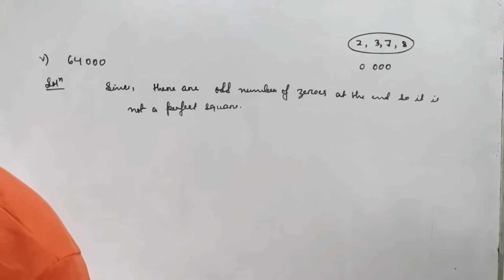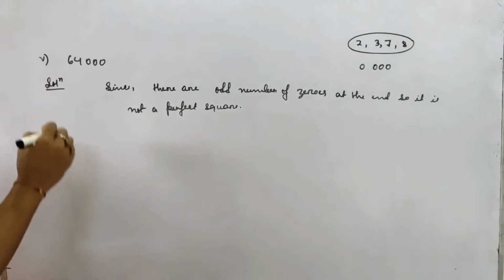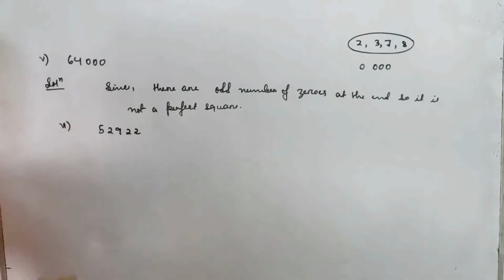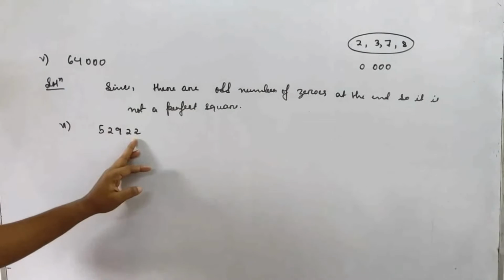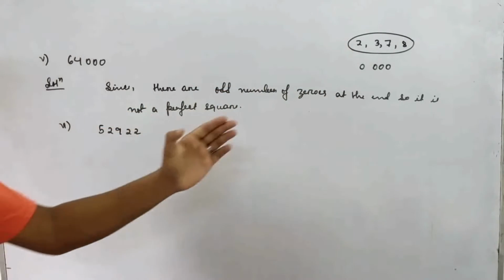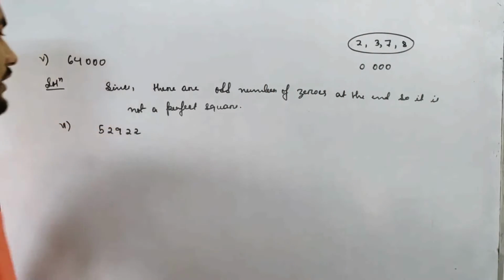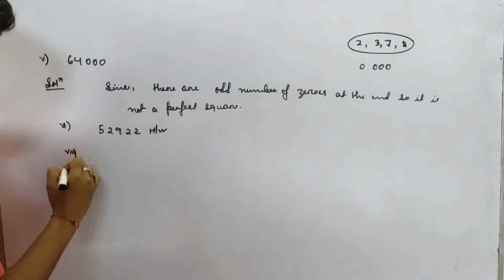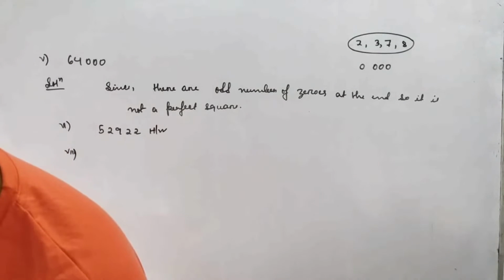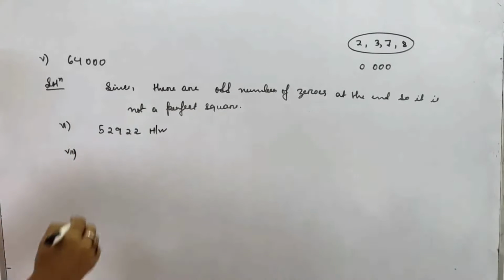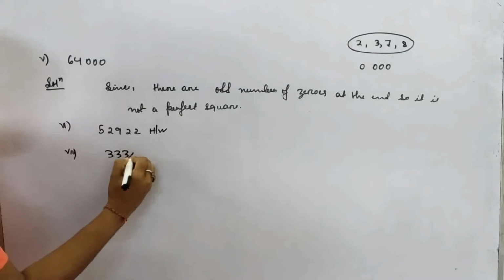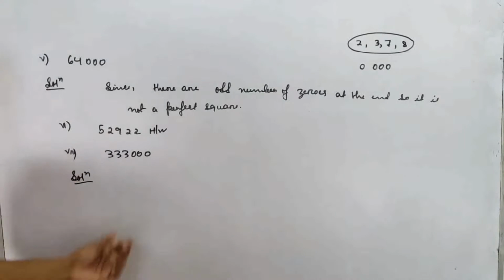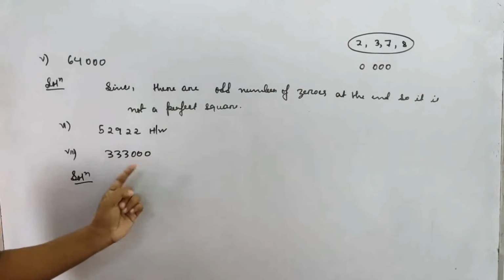Let us see next. 52922. Again, what is the unit digit over here? 2. So since 2 is in the unit digit, so it is not a perfect square. You can do this one also. Number 7, let us see question number 7. 33300. Again you see how many zeros are at the end? 3 zeros are there.